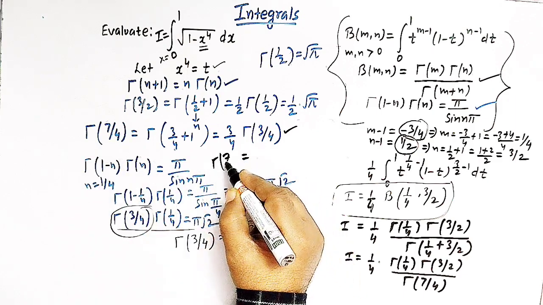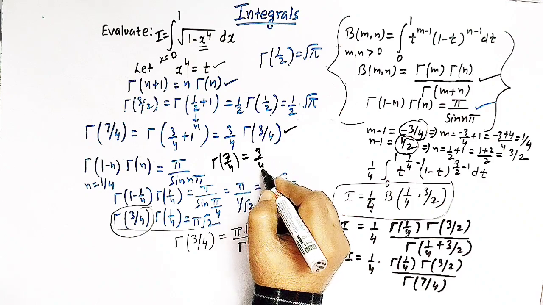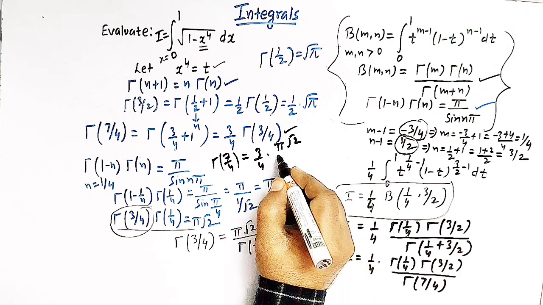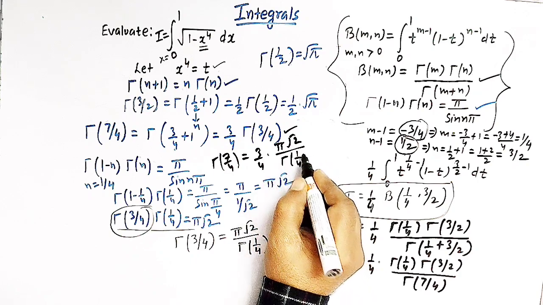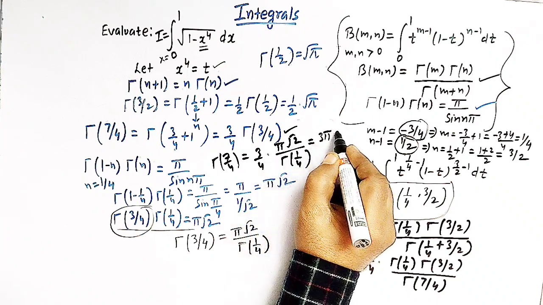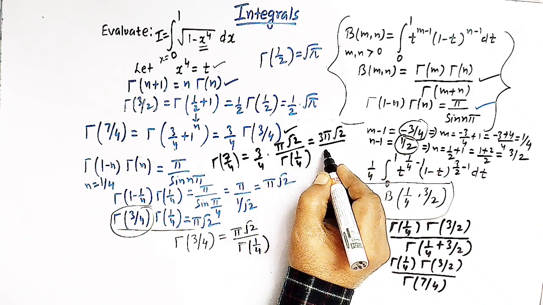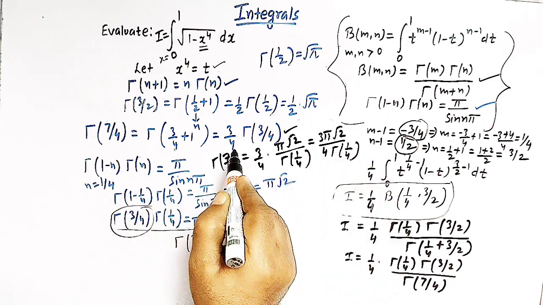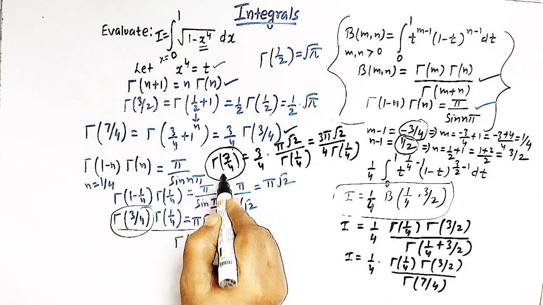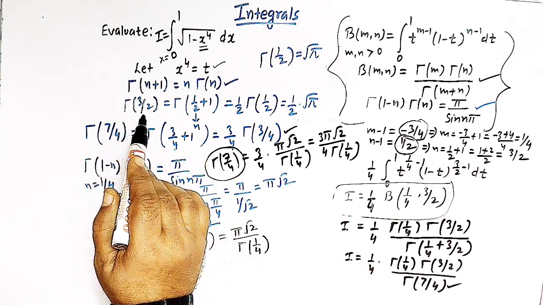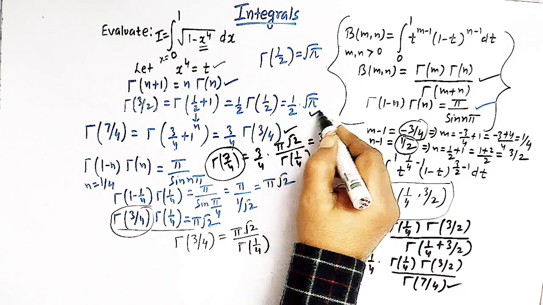So now substituting the value of gamma 3 by 4 in this relation, we have here the value of gamma 7 by 4 as 3 by 4 times, then we have pi root 2 divided by gamma 1 over 4. So now we can rearrange the terms. So we have 3 pi root 2 divided by 4 times gamma 1 over 4. So now let us substitute the value of gamma 7 over 4 in this relation, and then we'll also substitute the value of gamma 3 by 2, that is half root pi.